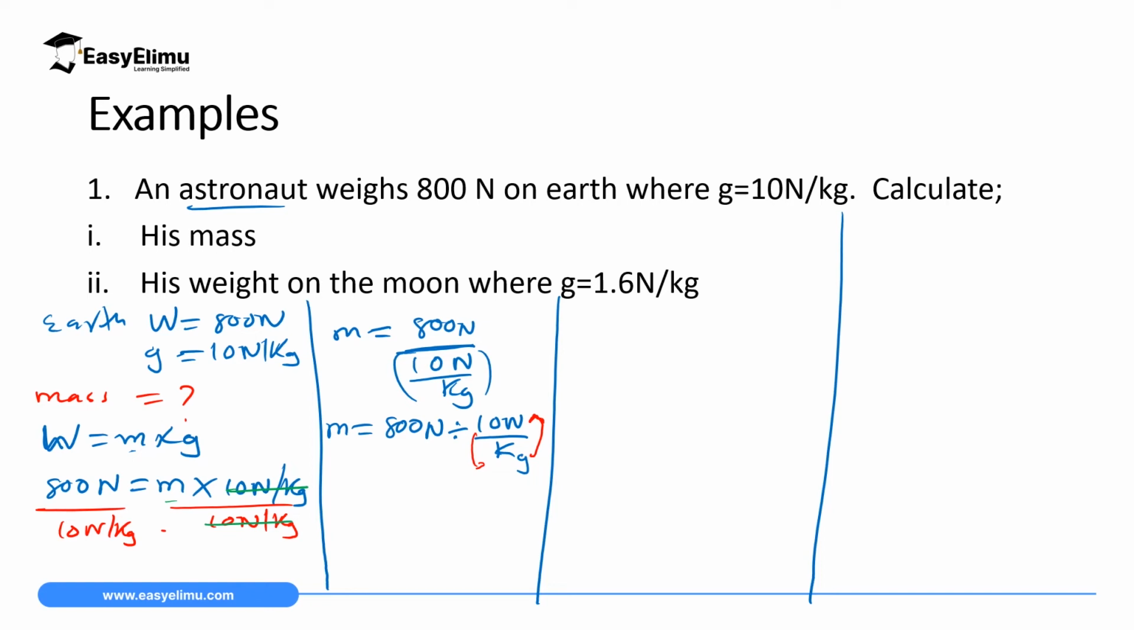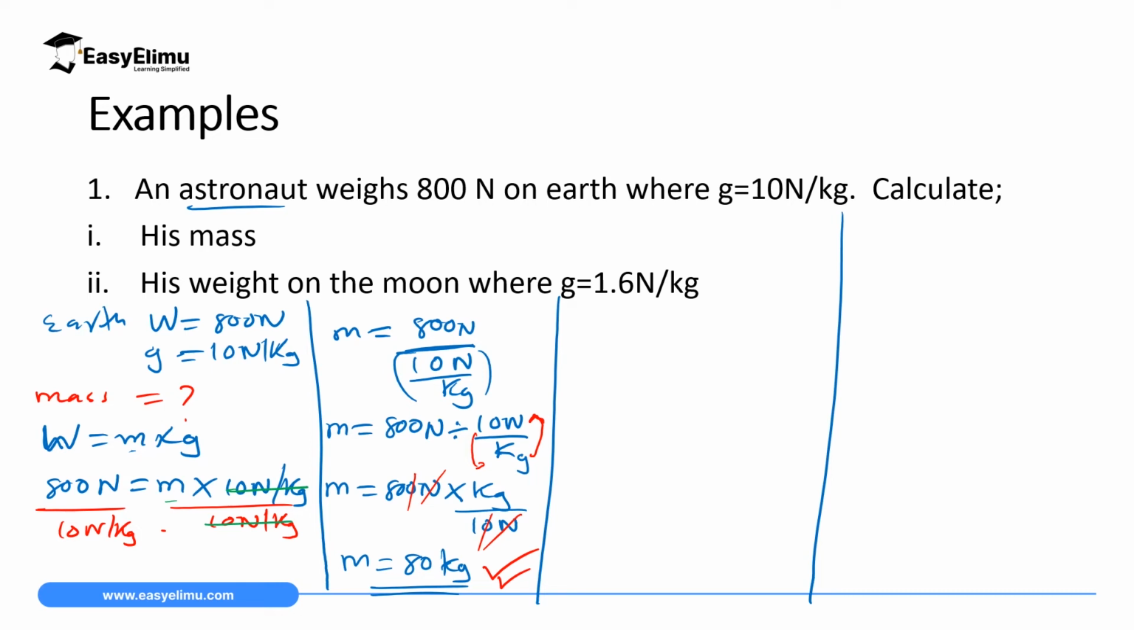In this case, our mass is equal to 800 newtons times kg divided by 10 newtons. The newton in the denominator cancels with the newton in the upper part, and this 0 goes with that 0. Our mass will remain as 80 kilograms. So the mass of this astronaut is 80 kilograms on Earth.